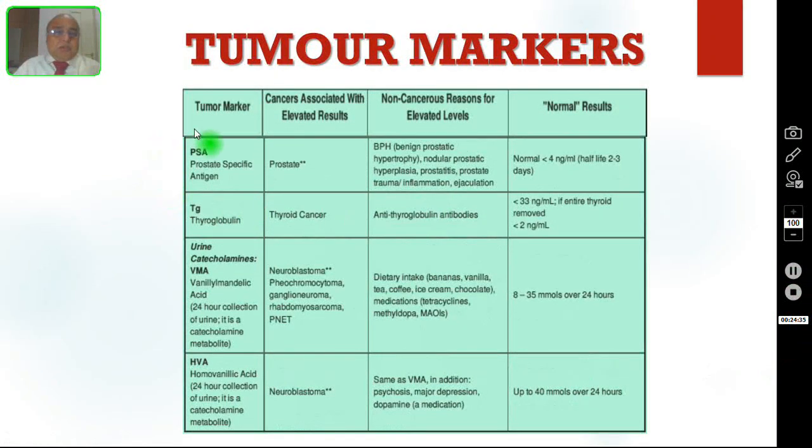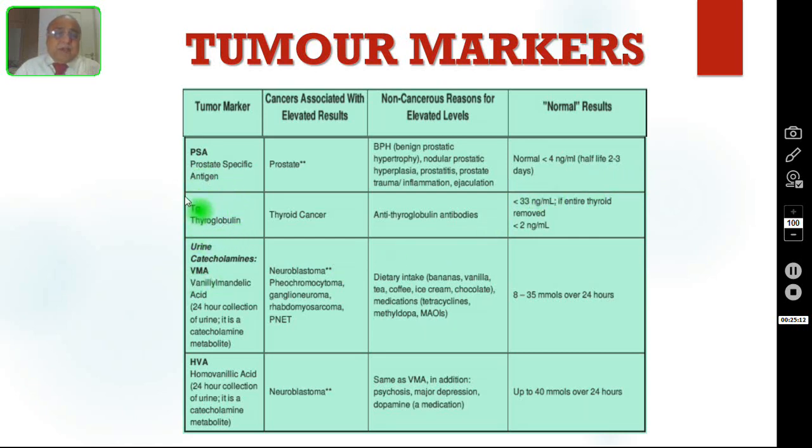The next tumor marker is PSA or prostate specific antigen. This is elevated in prostate cancer, but this is also elevated in non-cancerous conditions like BPH, that is benign prostatic hyperplasia, nodular prostatic hyperplasia, prostatitis, prostate trauma, and any problem in ejaculation also, the PSA will be elevated. The normal level is less than 4 nanogram per ml. The half-life is 2 to 3 days.